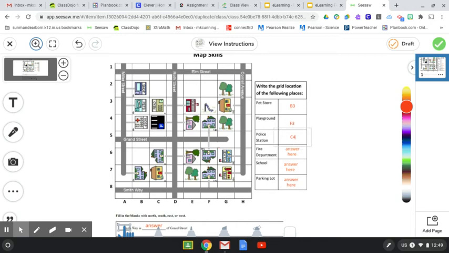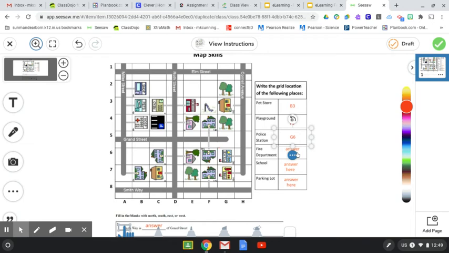Now we're looking for the fire department. And here's the fire department. Oh, I read that wrong. It's a police station. That must be a parking garage. Oops. So the police station is here. Right here is the police station. So that's actually G6. So if I look, it's in G6. Okay, so I'm going to erase that and do G6.